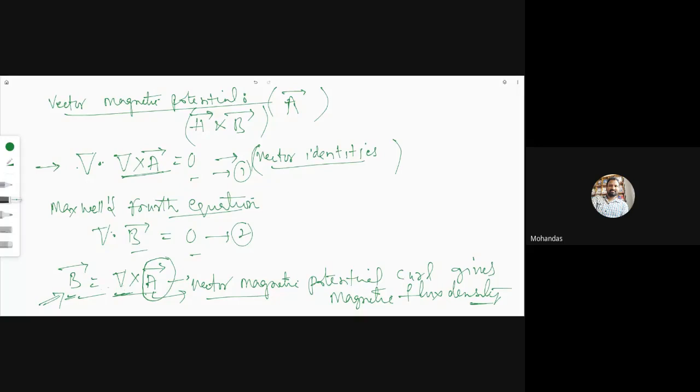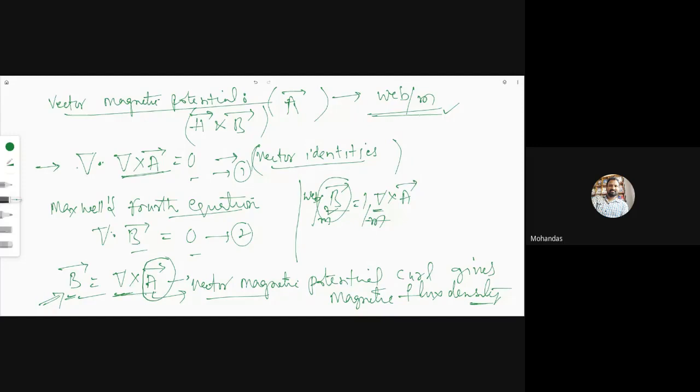Now, tell me the units for this. Take a screenshot of this. Write the units here. B equal to del cross A. What are the units for B? Webers per meter square. What are the units for del? 1 by meter. Meter square and meter will get cancelled out. Now, what are the units for A? Weber per meter. Units are very, very important.